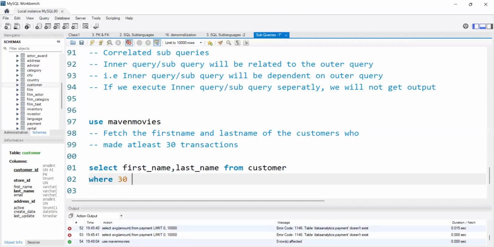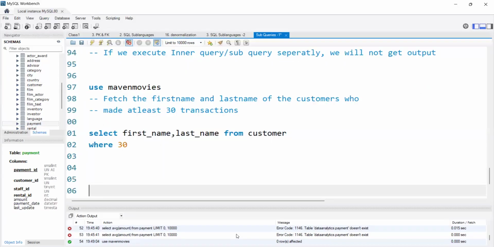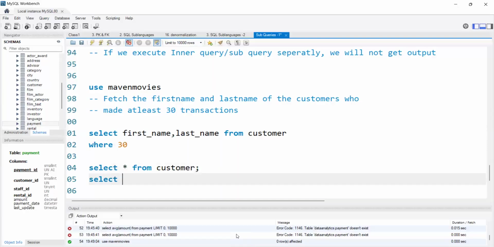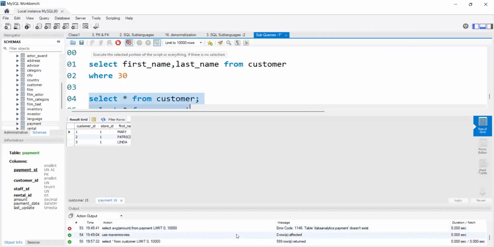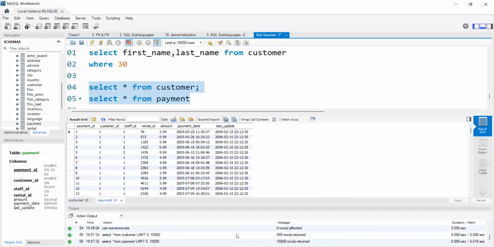I won't write any operator for now. Let's see what operator we can write. Now I need to find out how many customers made at least 30 payments. For that, obviously, I need to go to the payment table. Till here, I just wrote like this and left it. Now let's try to understand the data. For that, I'm trying to fetch select star from customer and select star from the payment table. See, this is my customer table and this is my payment table, correct?